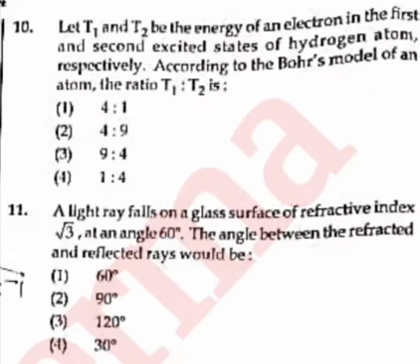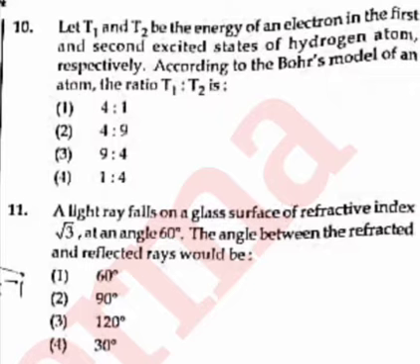Question number 10. Let T1 and T2 be the energy of an electron in the first and second excited state of hydrogen atom respectively. According to the Bohr model of an atom, the ratio T1 ratio T2 is: option 1, 4:1; option 2, 4:9; option 3, 9:4; option 4, 1:4. The correct answer is option 3, 9:4.